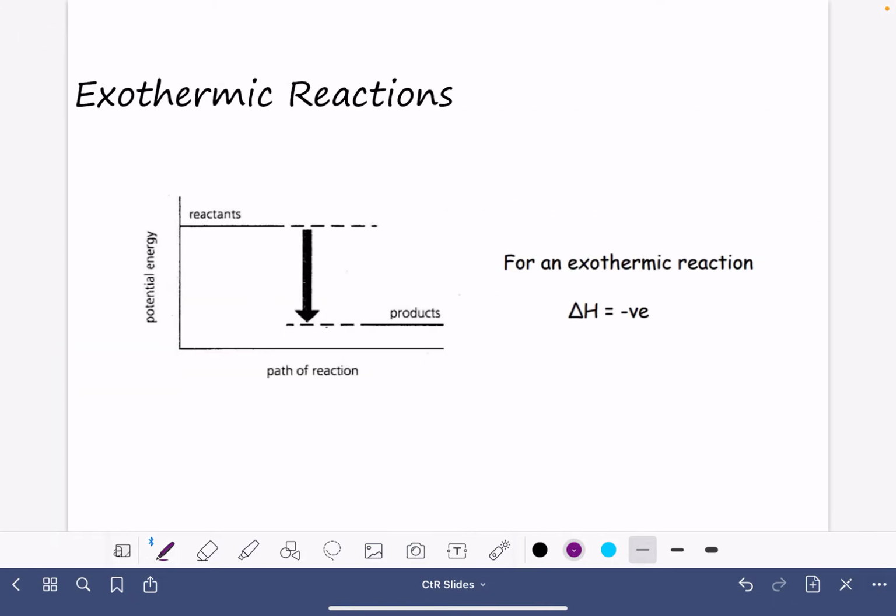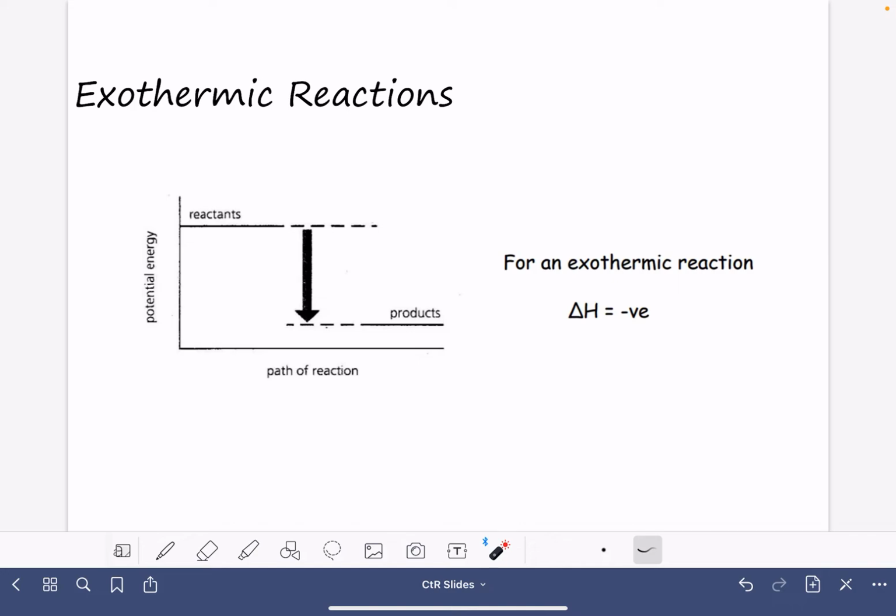Firstly, for an exothermic reaction. On the y-axis, we've got potential energy, that would be in kilojoules per mole. And then on the x-axis, we've got the path of the reaction. This is sort of an arbitrary way of showing time, okay? It's showing what's happening at the start of the reaction, what's happening at the end, i.e. like the journey of the reaction, okay? It doesn't have any units because it can't be measured in any sort of meaningful way, okay?